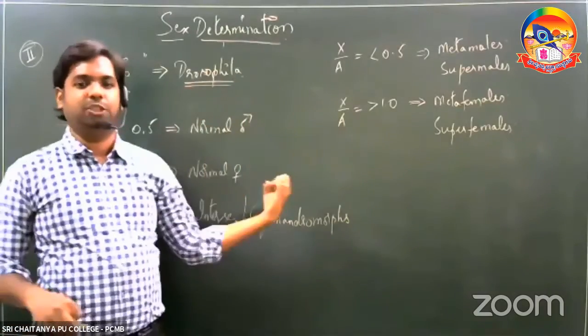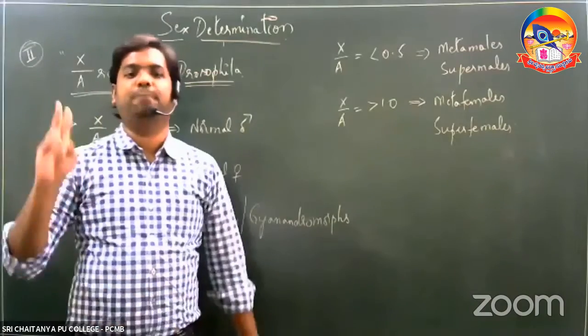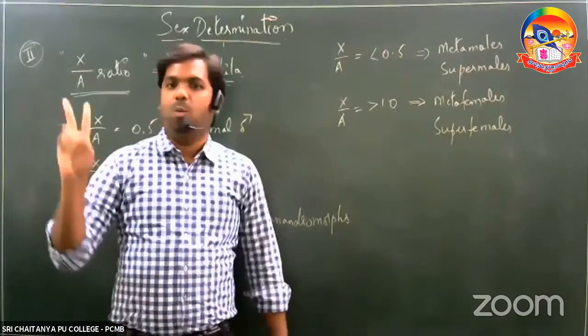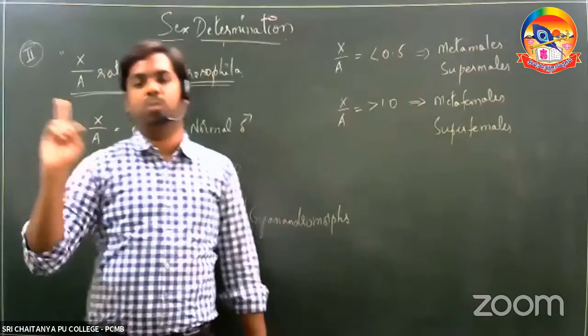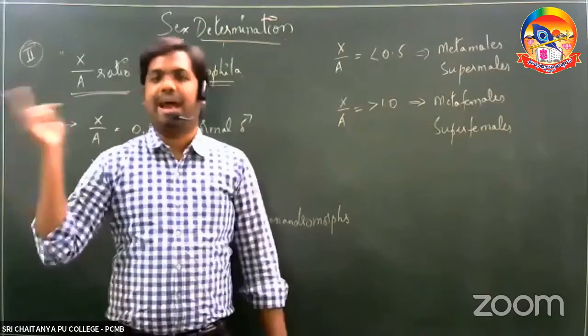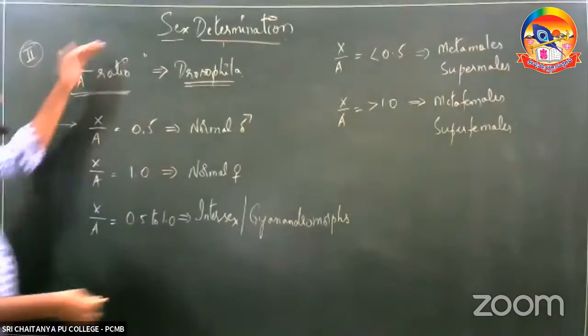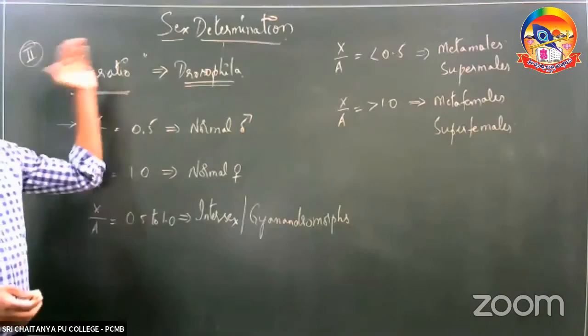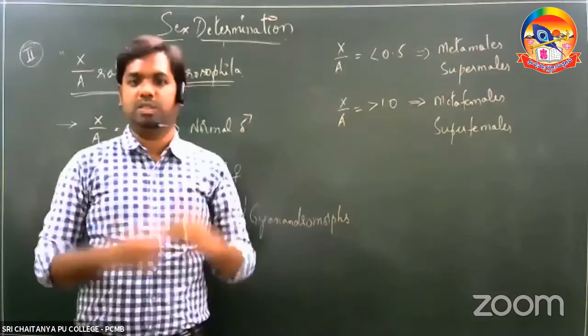So in today's session, we have started off with sex determination. Under sex determination, 2 types of sex determination we have taken. One is sex determination based on the chromosome. We call it as chromosomal basis of sex determination. And the next one is the sex determination based on the X by A ratio, number of X chromosomes to number of autosomes. So this is what we have with today's session.